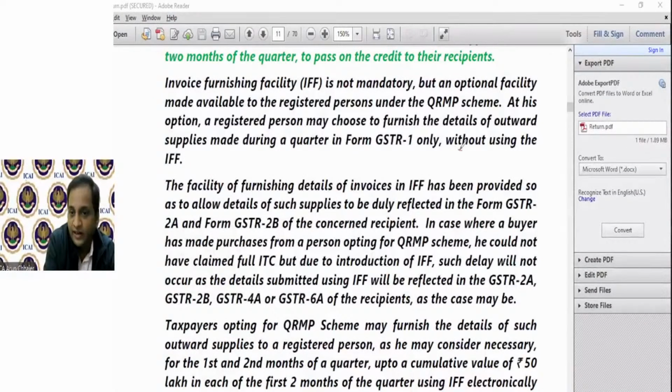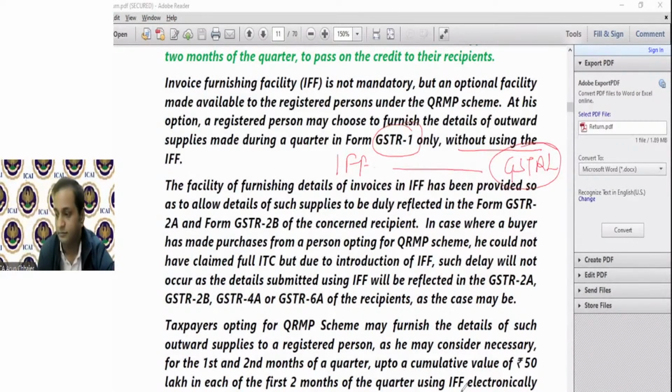If he has not furnished IFF, he can upload the detail in the GSTR1. Please note one thing, that the detail filed in IFF will not be replicated, will not be added again in the GSTR1. Twentieth is GSTR3B, 2022-24. Currently, we are discussing the GSTR1.